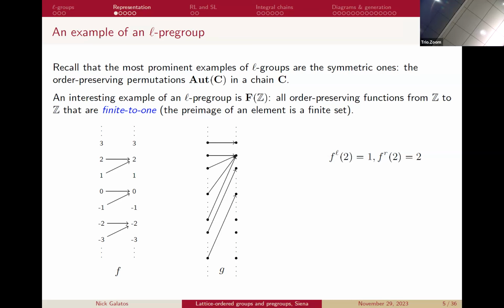How about an element that's not in the image? What do you do then? Oh, by the way, in this case, notice that the left inverse of 2 and the right inverse of 2 are ordered so that the left is below the right. That's not universally true. It's true only for elements in the image. For the elements that are not in the image, the other inclusion actually holds.